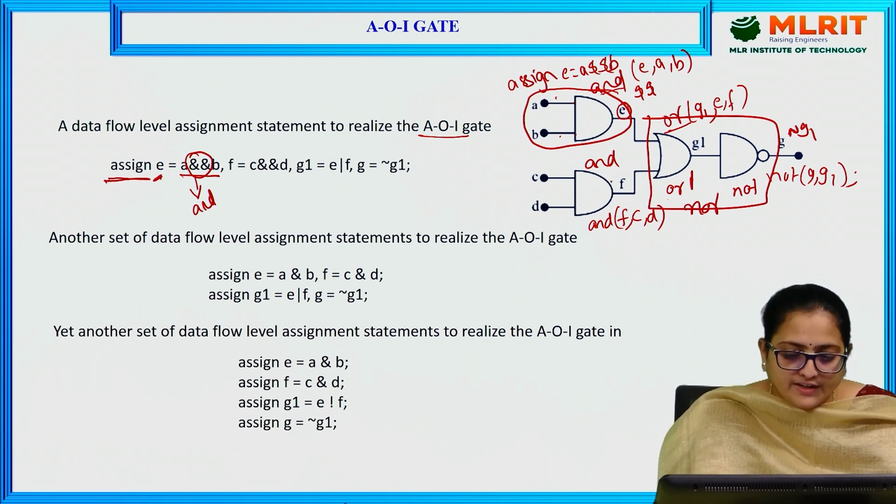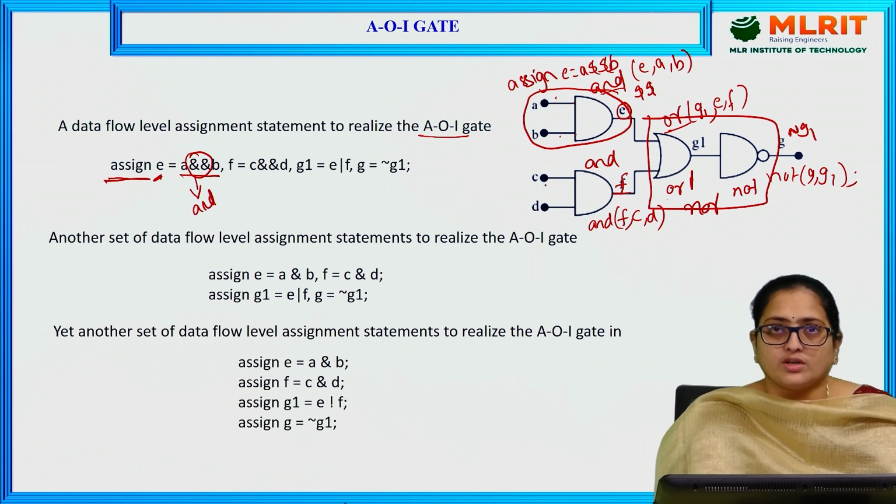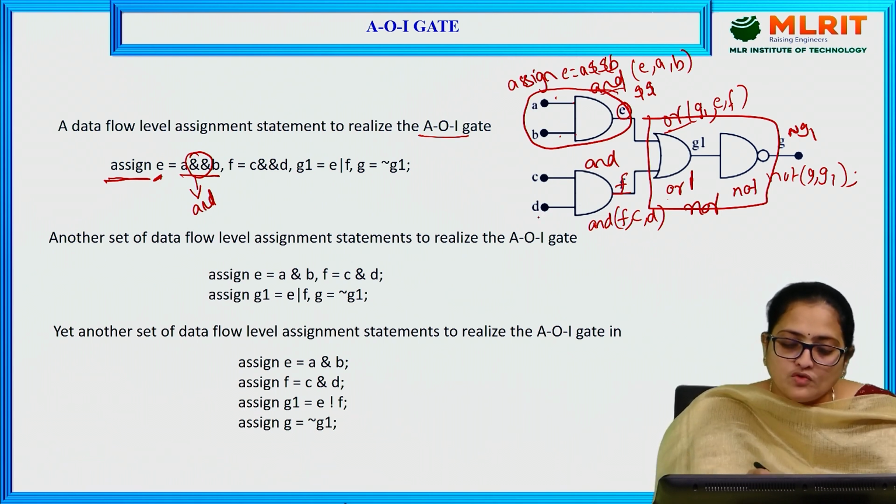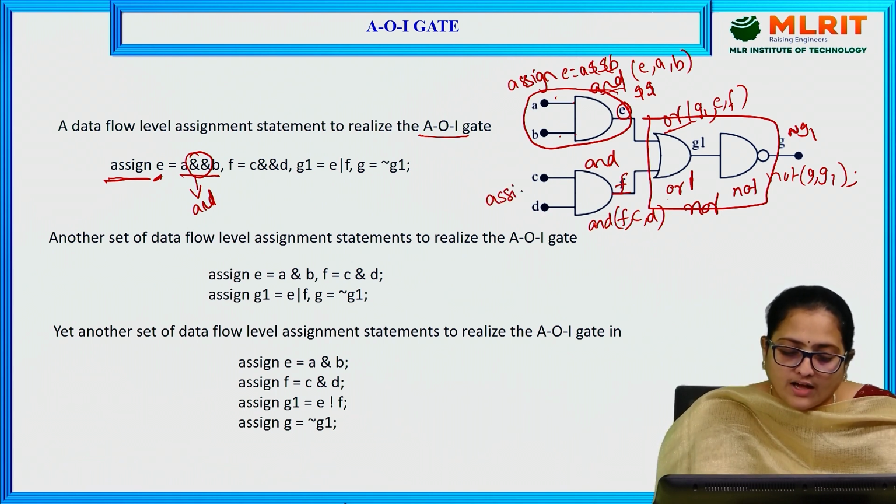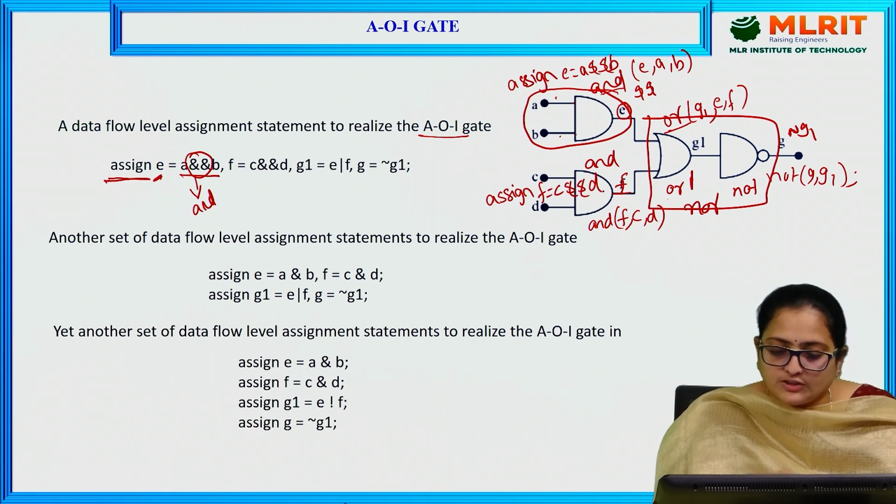And for this AND gate, again, the output is given with the variable called F and the inputs are given with the variables called C and D. So for this, you can write assign F is equals to C ampersand D.